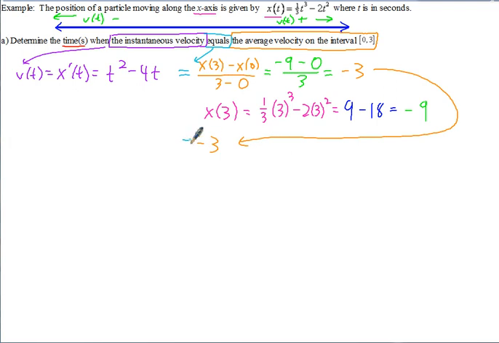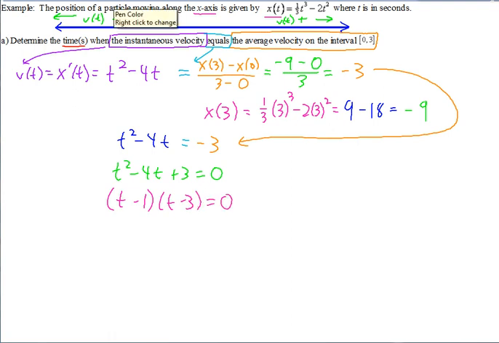So we want to know when the instantaneous velocity, which is t squared minus 4t, equals the average velocity of negative 3. To solve this, you would just add the 3 over, get t squared minus 4t plus 3 equals 0, and then factor that. Factors of 3, that would be negative 1 and negative 3. Set those equal to 0. If you set t minus 1 equal to 0, you get t equals 1. If you set t minus 3 equal to 0, you get t equals 3. They're both positive, so they both make sense, and the units here are seconds. So there are 2 times in this case.